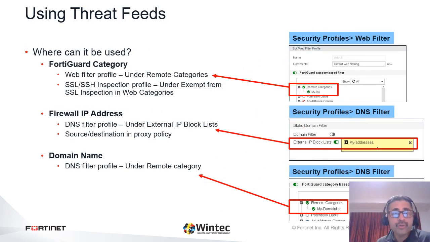Now, where can it be used? Well, Fortinet categories can be used under web profiles, remote categories, SSL inspection, under exempt from SSL. All these are under the security profiles, web categories section. The firewall IP address is all mentioned here, and the domain name or the DNS filter profile can be used as a remote category.